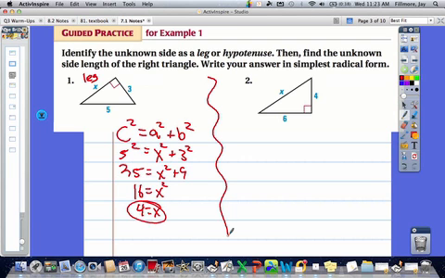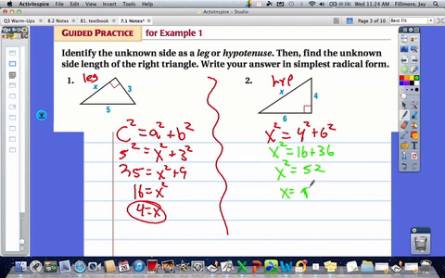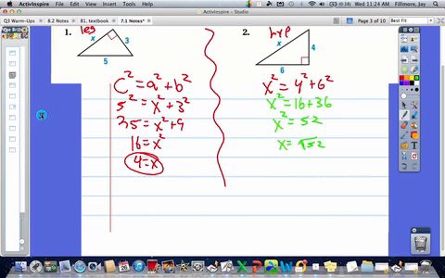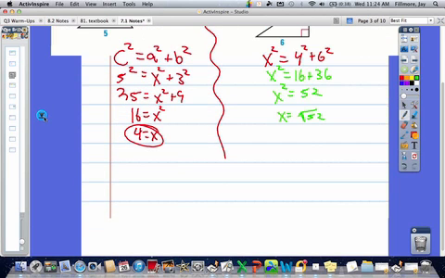For number 2, x is our hypotenuse. It's across from our right angle, so x squared equals 4 squared plus 6 squared. And 4 squared is 16, and 6 squared is 36. And if we add 16 and 36, we end up with 52. When we take the square root of both sides, however, the square root of 52 ends up giving us a decimal. So let's try and simplify it using radicals and using a factor tree.